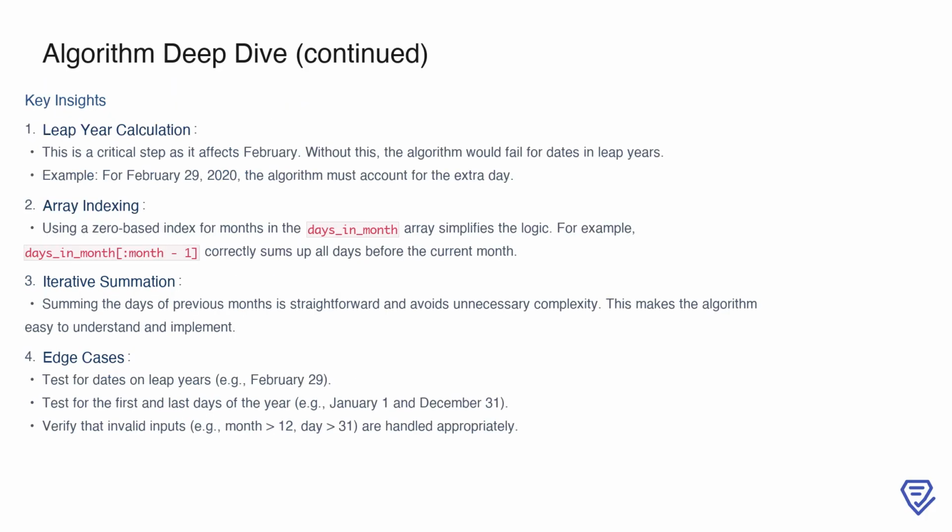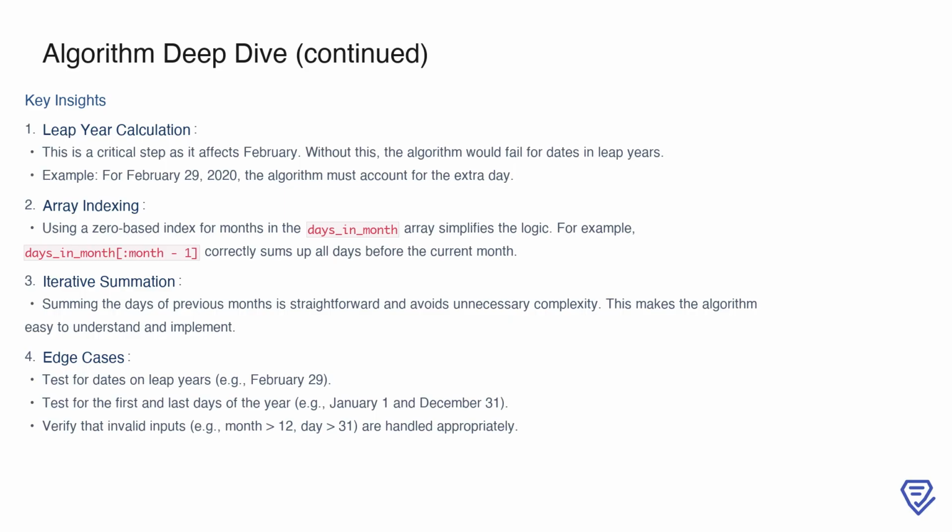There are a few key insights that make this algorithm both efficient and reliable. First, the leap year calculation is pivotal because it directly impacts February's days. For example, February 29th in a leap year like 2020 must be accounted for accurately. Second, using a zero-based index for the days in the month list simplifies our logic. By slicing up to month minus 1, we ensure the summation includes only the months prior to the given month. The iterative summation of days from the months is straightforward, avoiding unnecessary complexity.